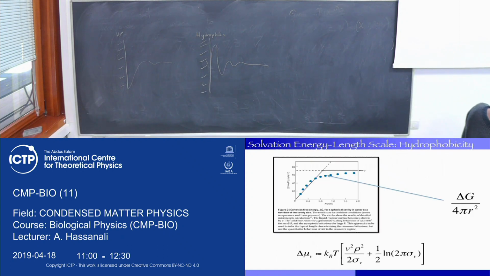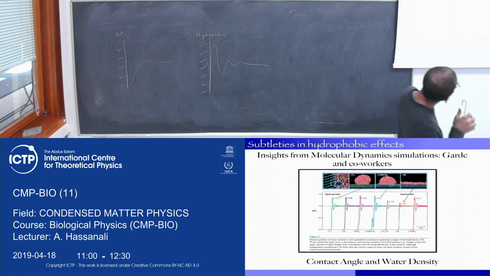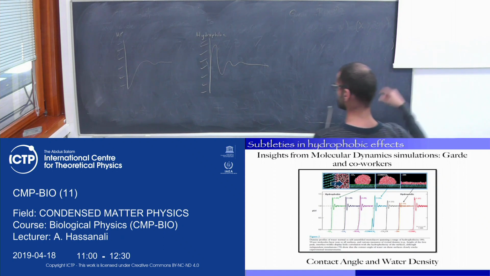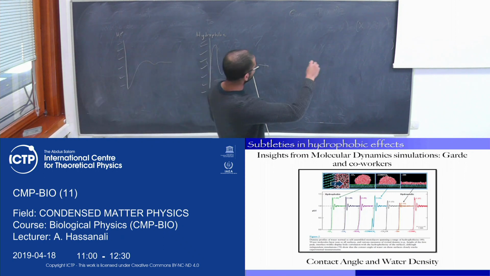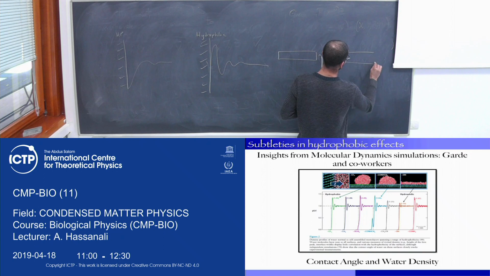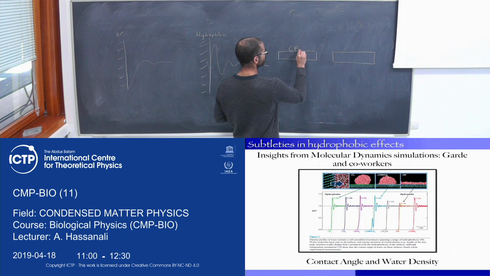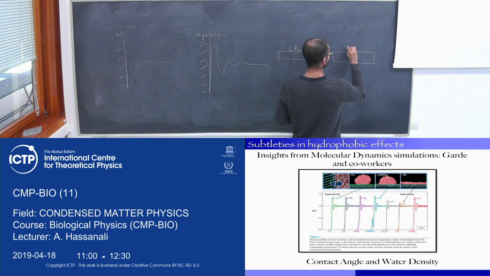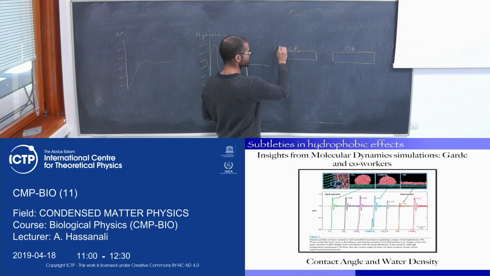So let me show you a practical example of this. These are two different surfaces. One is made up of trifluorocarbon, and another one is made up of these groups. So this is a surface with lots of these things.